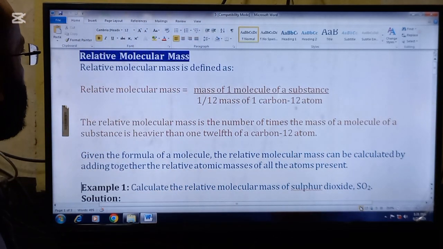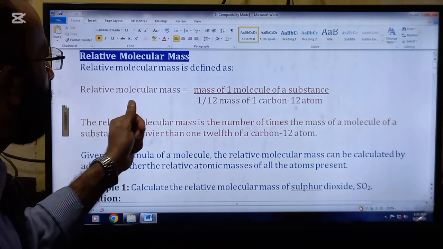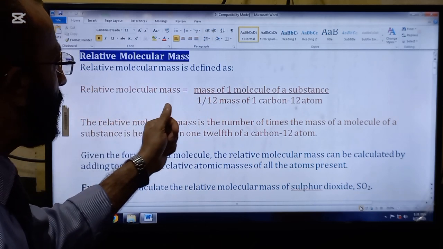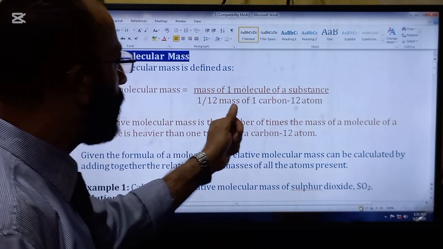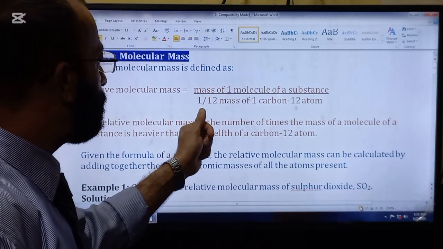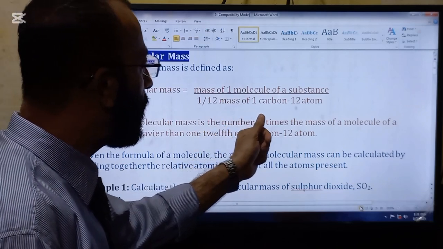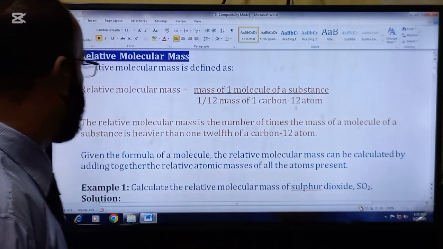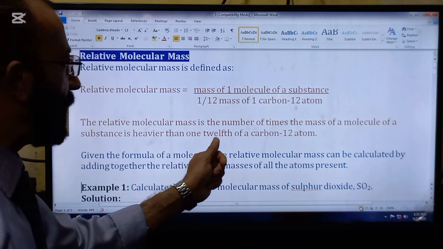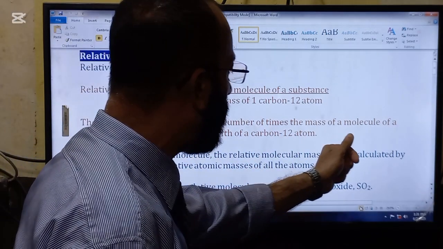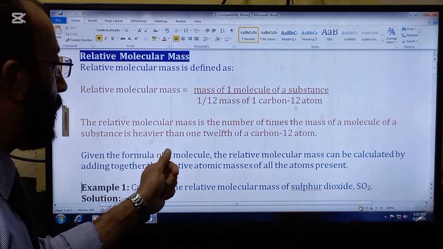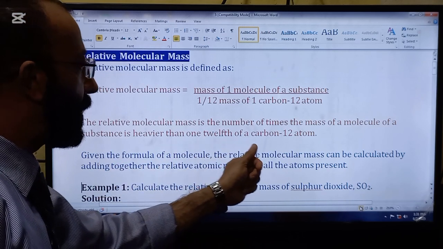Relative molecular mass is defined as the mass of one molecule of a substance divided by 1/12 the mass of one carbon-12 atom. The relative molecular mass is the number of times the mass of the molecule of a substance is heavier than 1/12 of a carbon atom.